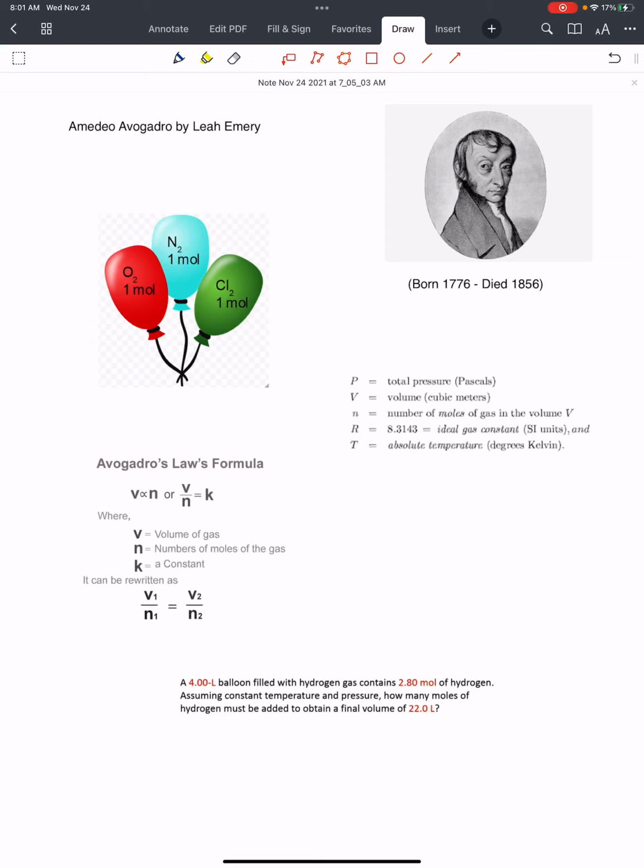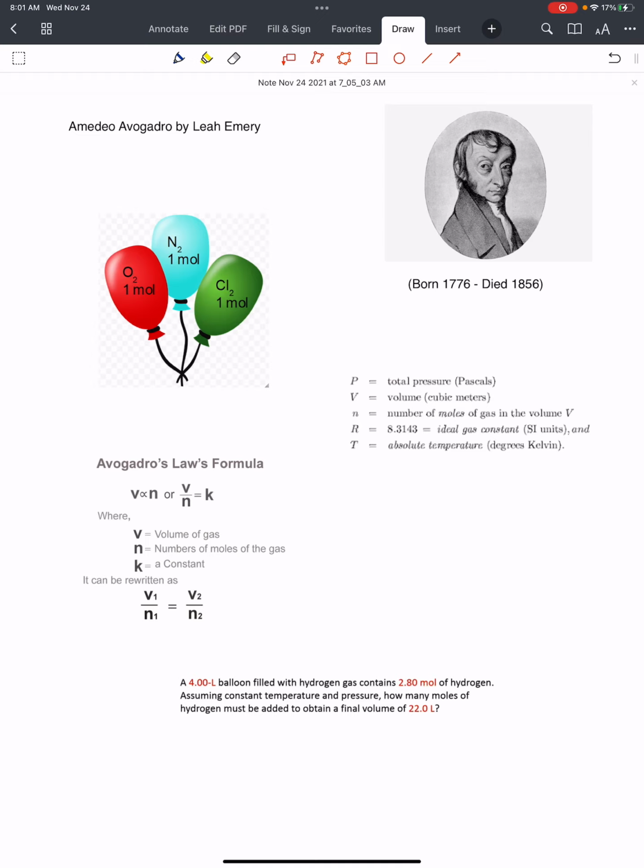My name is Leah Emery, and today we are going to be talking about Amedeo Avogadro. He was born in 1776 and died in 1856, and he is known for different equations that apply to gas laws. He's also known for Avogadro's constant, which we all know as 6.022 times 10 to the 23rd. And he plays a big role in many gas laws.